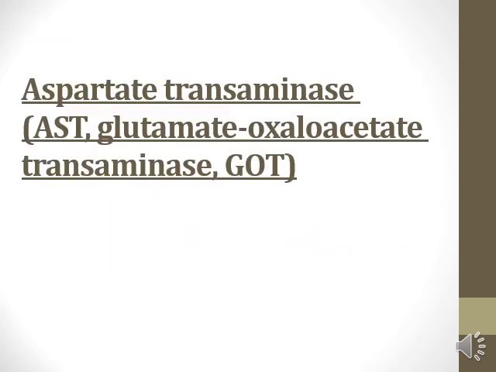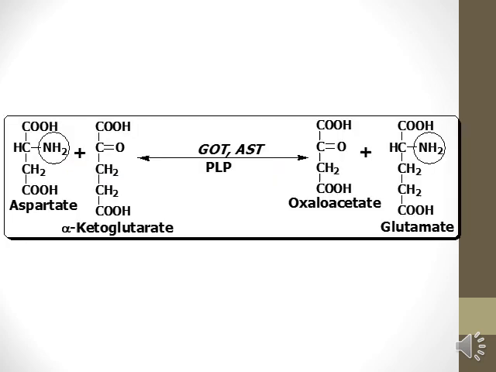The last cardiac marker is aspartate transaminase or glutamate oxaloacetate transaminase. Aspartate transaminase is a transaminase enzyme that can transfer the amino group from aspartate to alpha ketoglutarate to form glutamic acid and oxaloacetate.